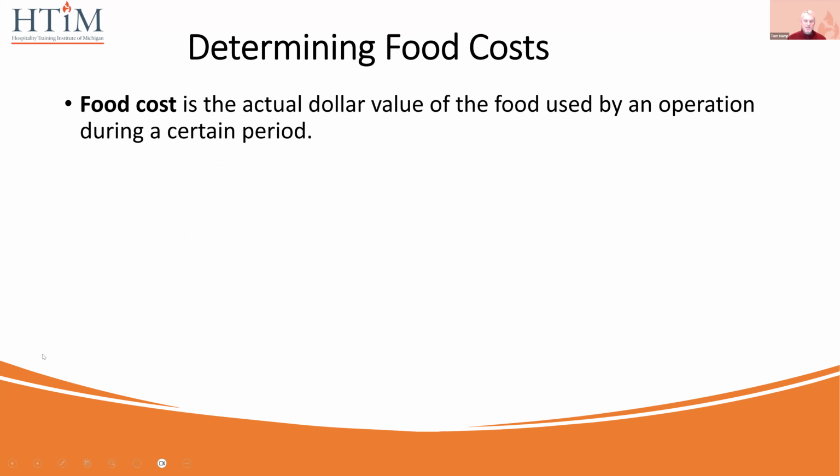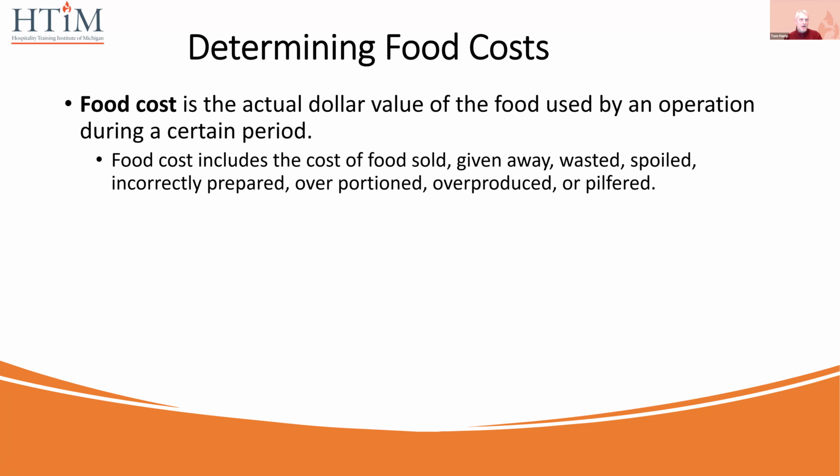So just a quick definition here. Food cost is the actual dollar value of food used by an operation during a certain period. Okay, so again, that's just a quick definition, and it can include the cost of all the food sold to our customers, our guests, given away, wasted, spoiled, incorrectly prepared, overportioned, over-produced, or even stolen. So it really includes everything. It's really what we purchased before we start to prepare it, right?